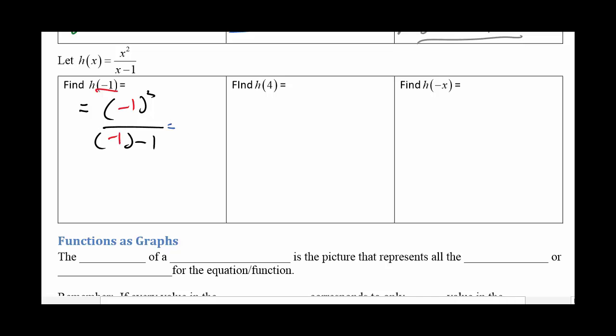Okay, so up top we have (-1)², which is 1. And then we have -1 minus 2, so -2 in the denominator. So we end up with -1/2 as that one.